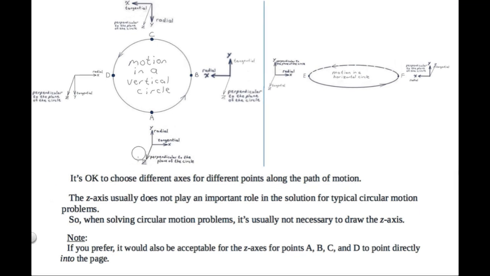The z-axes should be understood as pointing perpendicular to the plane of the page. These z-axes point directly out of the page, and this z-axis points directly into the page. The z-axis usually doesn't play an important role in the solution for typical circular motion problems. So when you're solving circular motion problems, it's usually not necessary to draw the z-axis. In this video, however, for the benefit of our own understanding, I will draw the z-axes.